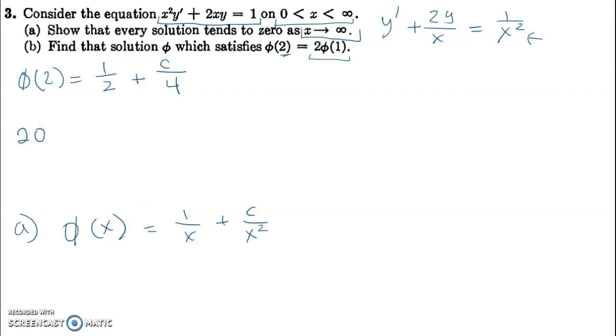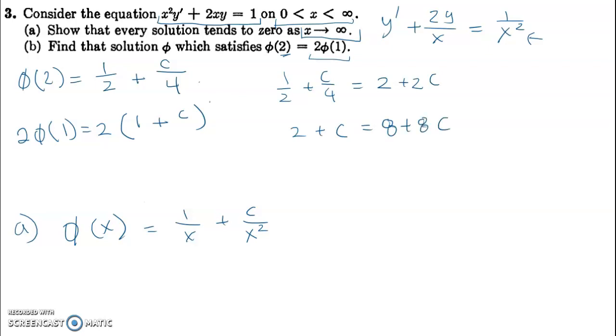Let's find 2 times phi of 1. That's going to give us 2 times (1 plus c over 1), which is 2 plus 2c. Now we have to set these two things equal to each other. So we have 1/2 plus c over 4 equals 2 plus 2c. Let me multiply both sides by 4. So we have 2 plus c equals 8 plus 8c. That gives us 7c equals negative 6, which finally gives us c equals negative 6 over 7.